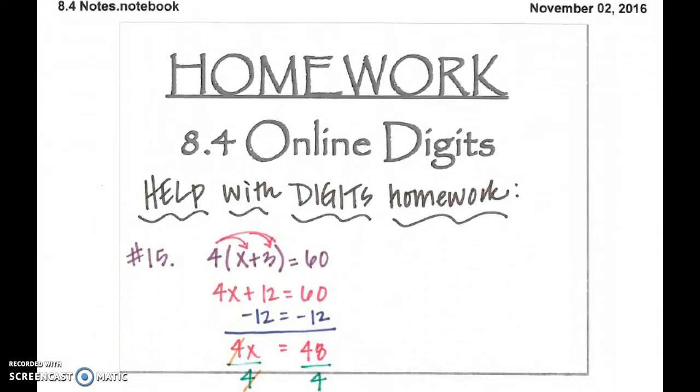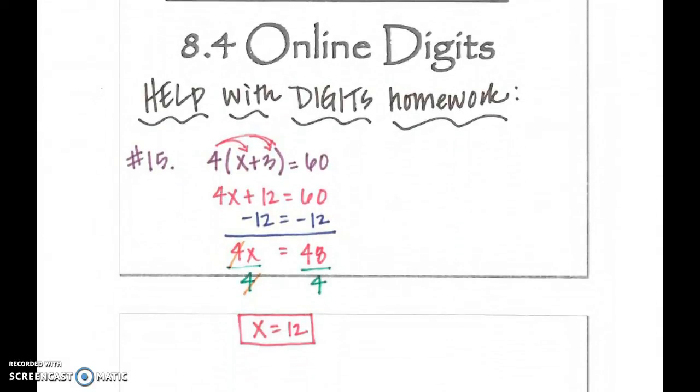If you keep going, I did a review solving equations problem for you. If we have 4 times the quantity x plus 3, you have to multiply the 4 through, which is called distributing. 4 times x is 4x, 4 times 3 is plus 12. Set it equal to 60. This is a two-step equation, which you should remember how to do. The opposite of add 12 is subtract 12.